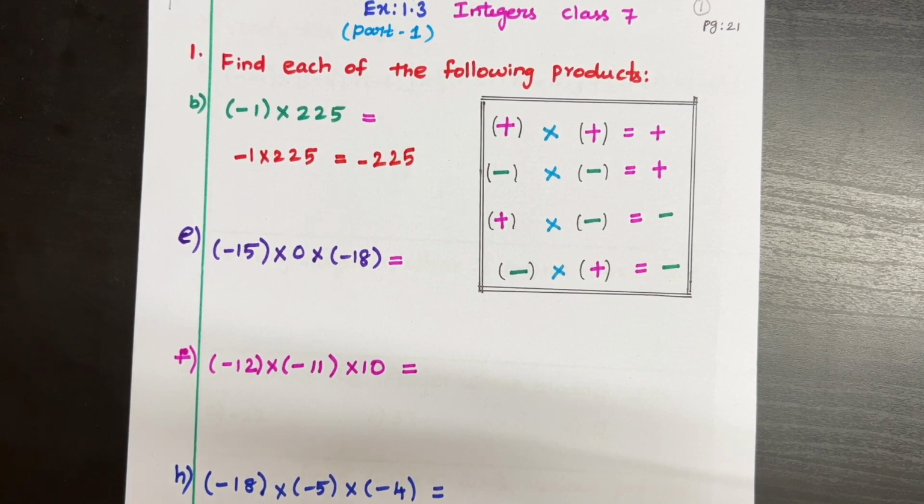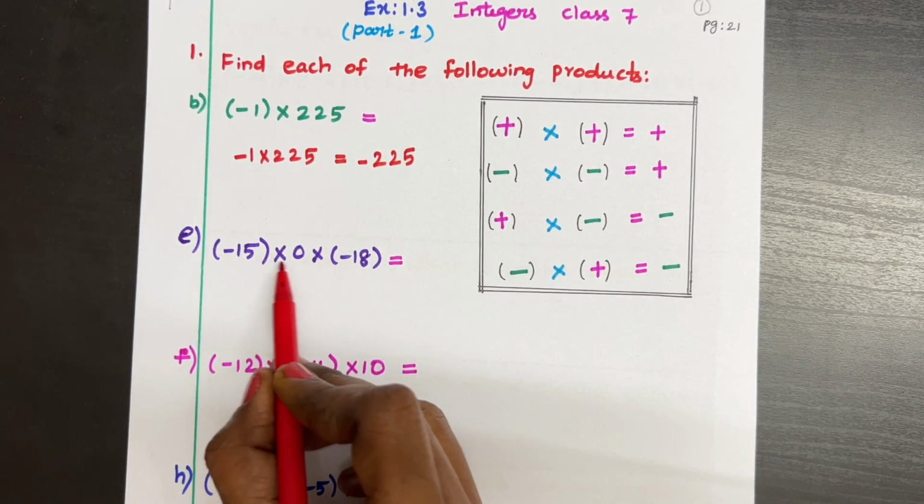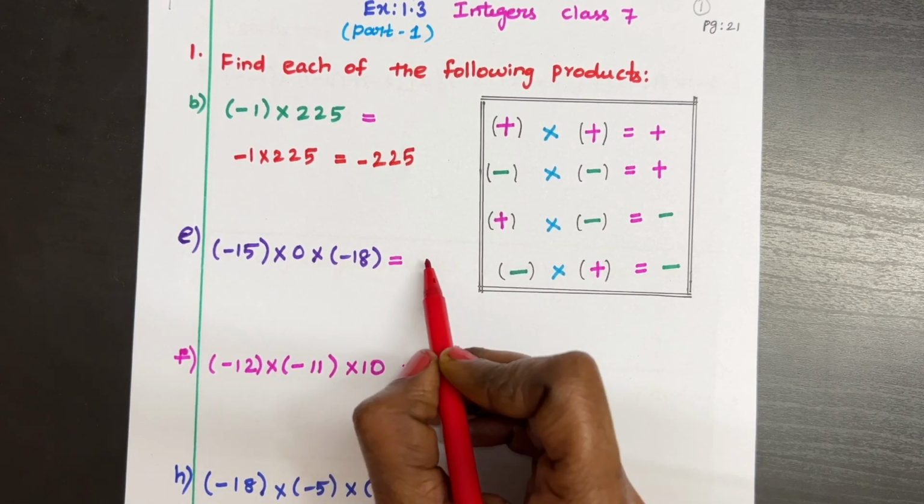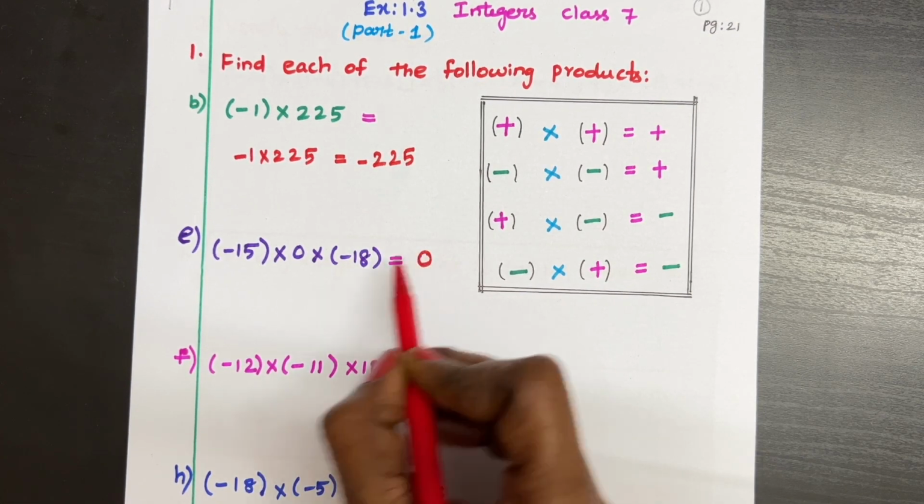Next problem. Minus 15 into 0 into minus 18. If you multiply anything with 0, you will get 0 alone. No need to multiply further.